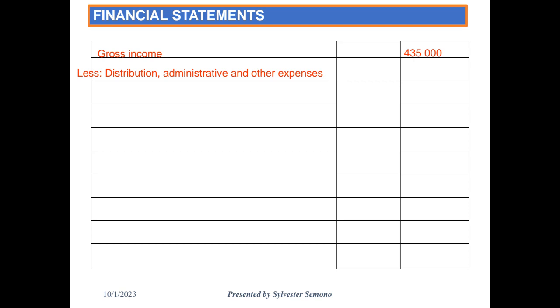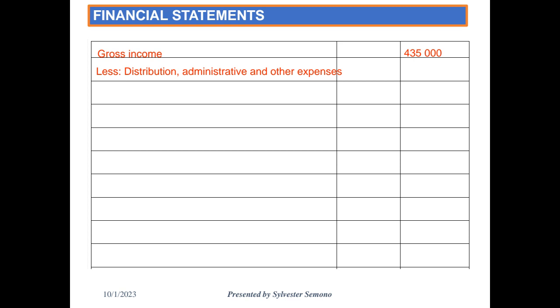We're continuing after where I wrote gross income. Can you see what I wrote here? Gross income, less distribution, administrative, and other. Sometimes, even if you write less operating expenses, they still allow it, but I'm writing it according to our book. So here are all the expenses. I finished with the incomes, and now I'm dealing with the expenses here. Are you okay?